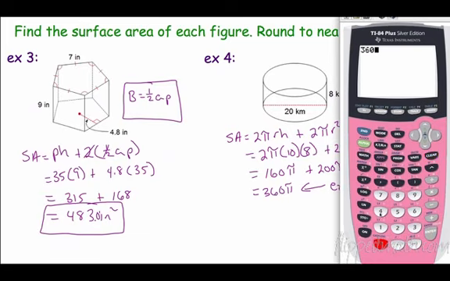360 pi. Our pi symbol is right here above the exponent button. So if I have to get to the blue, I have to press second. Then I can press that right there, the pi button. Now this is going to give me my decimal approximation. I'm using this value of pi.